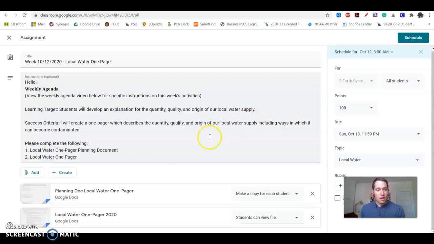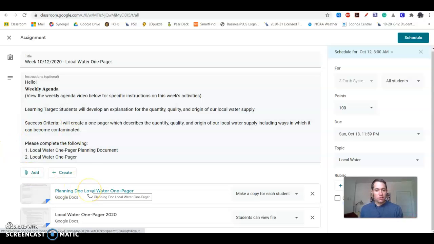Okay, and so two things on the agenda this week. The first is going to be planning and a little bit of research and really synthesis in order to prepare for you to create your one-pager. Okay, and so for those that have not done one-pagers, I'll be showing examples in class of what those look like, but essentially it is on one side of one page information that completely describes one big topic. Okay, and in this case it's local water.